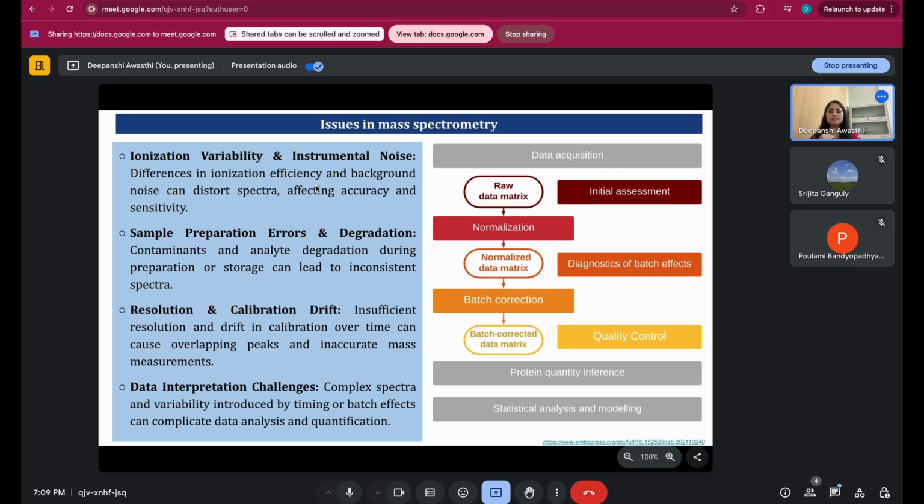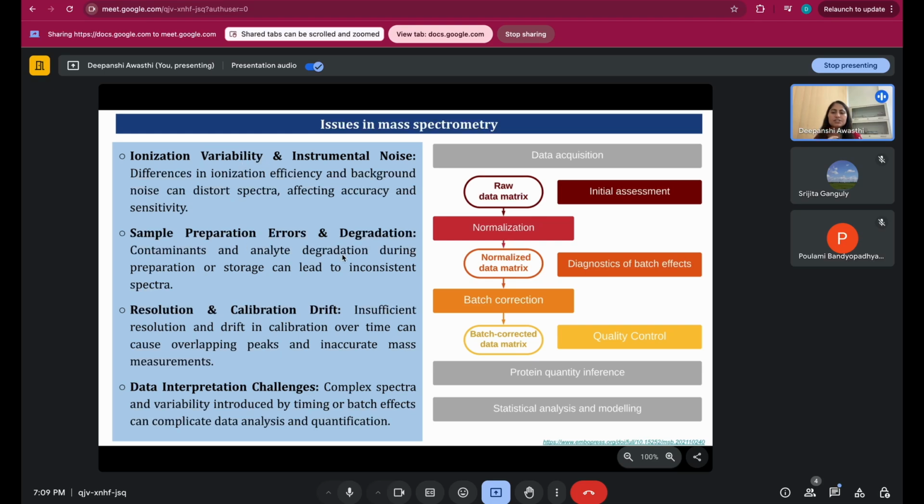So the noise which can come through instruments, or the ionization variability, will make a difference in the samples or the identifications which are done. In that case we are not sure whether the variations in the peaks, or in the proteins for which abundance has been observed, are due to an error of my machine or whether they are truly observed. So that is one of the issues.